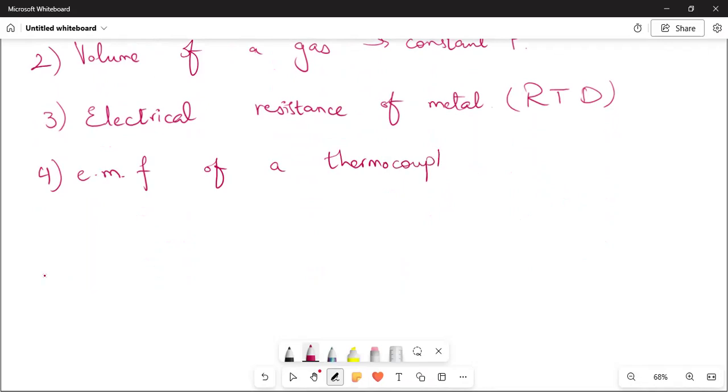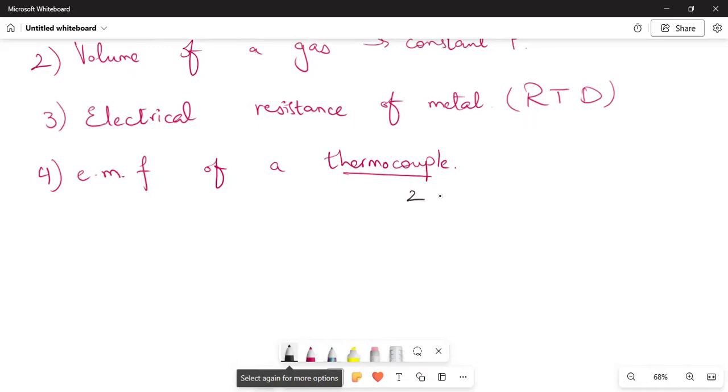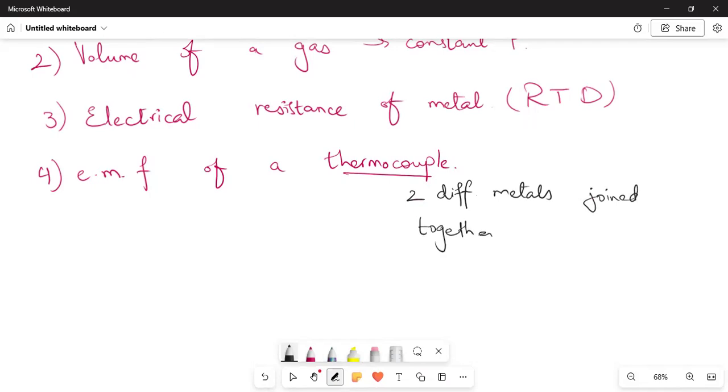EMF of a thermocouple. To understand what a thermocouple is: it consists of two different metals joined together. When the junctions are at different temperatures, a voltage is produced. So the junctions have to be at different temperatures. The larger the temperature difference, the larger the EMF produced.